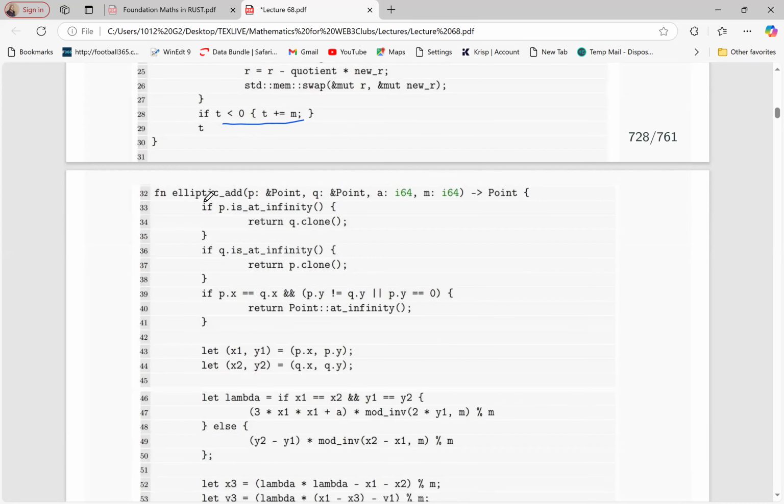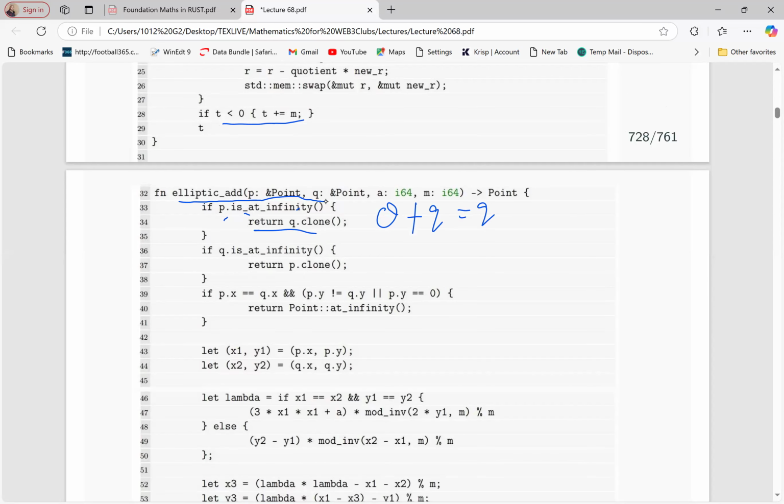Then we have this elliptic add. This is to add points P and Q where these 2 points are not the same. And we know the formula. But it begins by checking for a point at infinity, which is the identity. So if you add Q to it, the result will be Q. So it says, if P is a point at infinity, return Q.